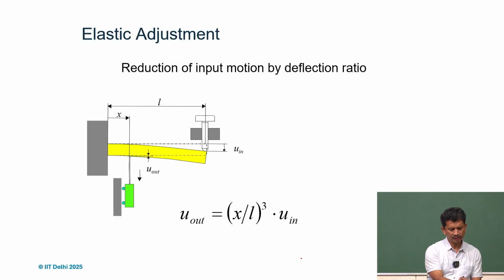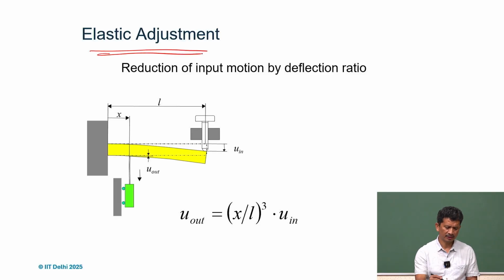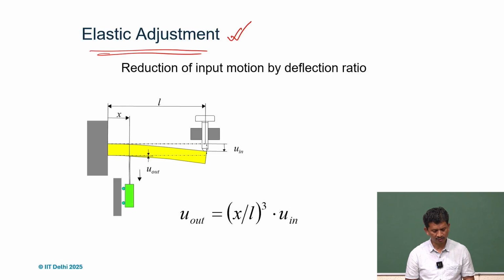There are other applications of compliant mechanisms. What we realize is that if we want some reduction in the input and want a very big ratio, how do we achieve that? We can use elastic adjustment, and a very good example is one of the examples. We can also, based on this, design other kinds of devices.